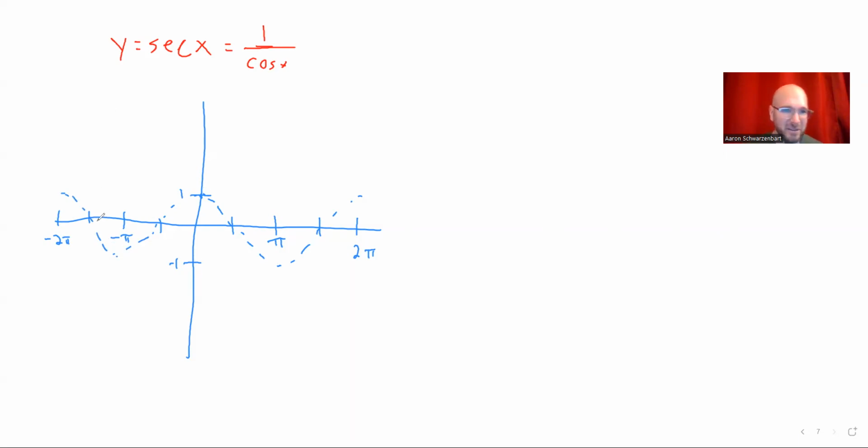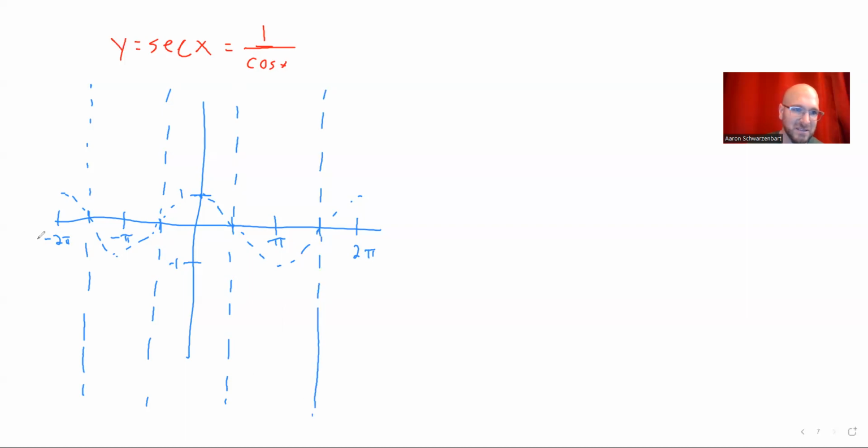Now, the other part that's really nice about this, cosine's in the denominator. I mean, I know I have vertical asymptotes anytime cosine's 0. I can see right on my graph where cosine is 0. So I can just make my vertical asymptotes. And my secant is going to look like this.